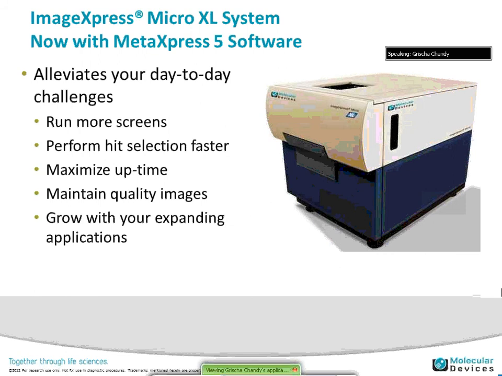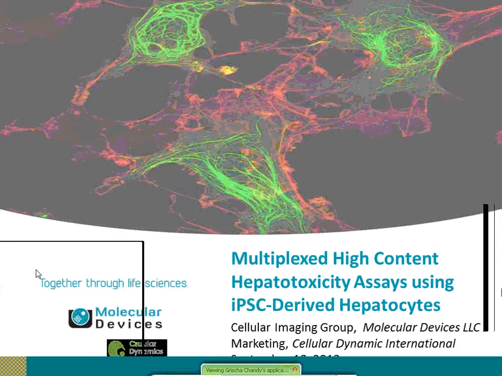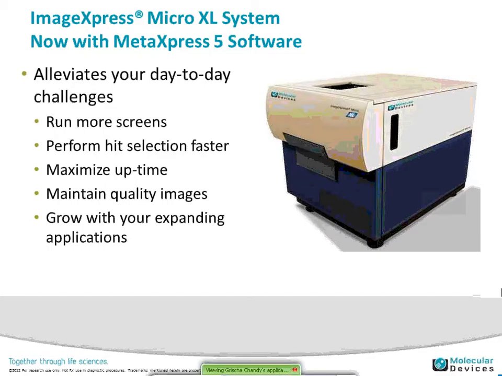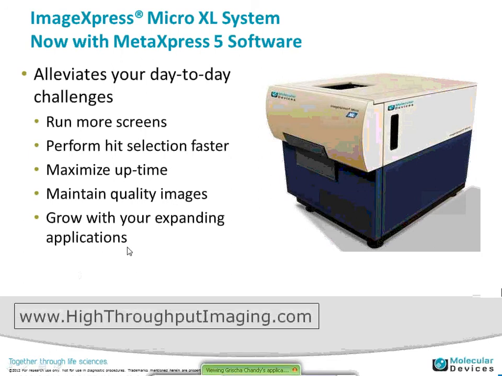The ImageXpress Micro XL system now with MetaXpress 5 software should alleviate your day-to-day challenges. You can run more screens because of the speed improvement, as well as the increased application space that's amenable to high throughput. It allows you to perform hit selection quickly. You have a reliable product for maximum uptime. Your image quality is maintained, and now you can definitely grow with your expanding applications.